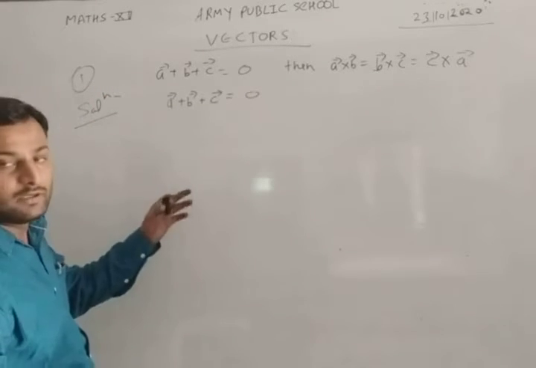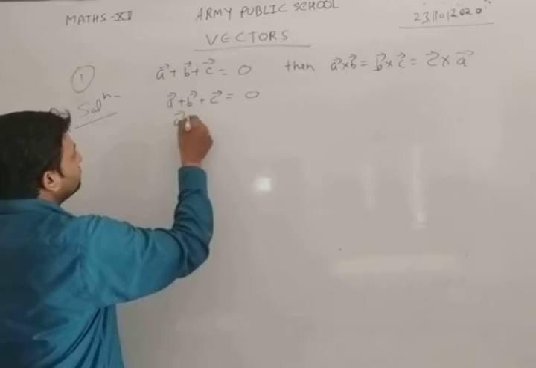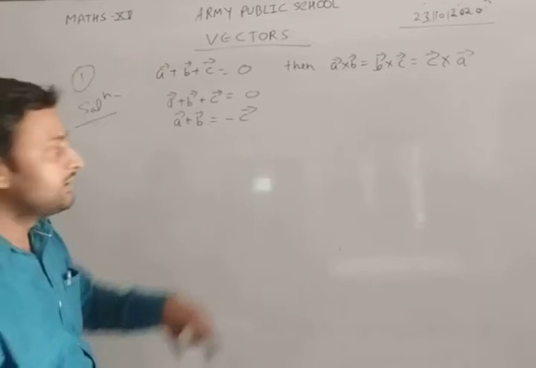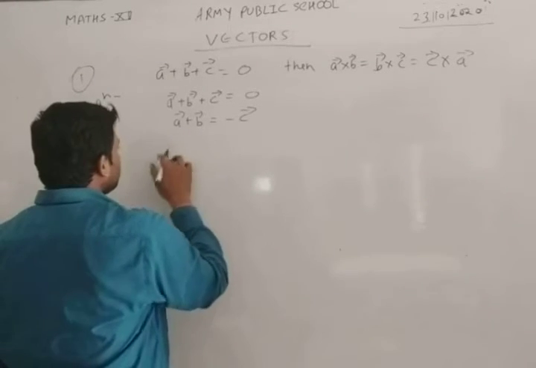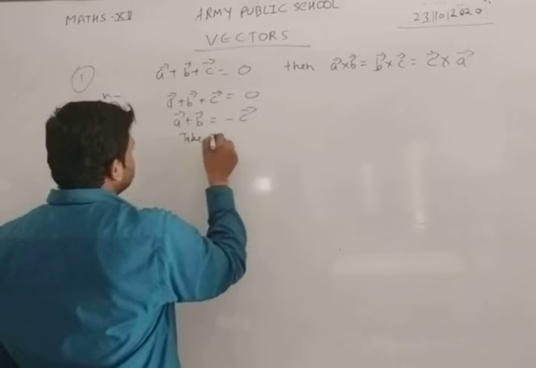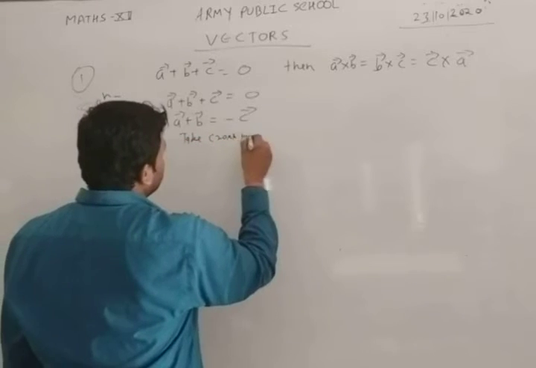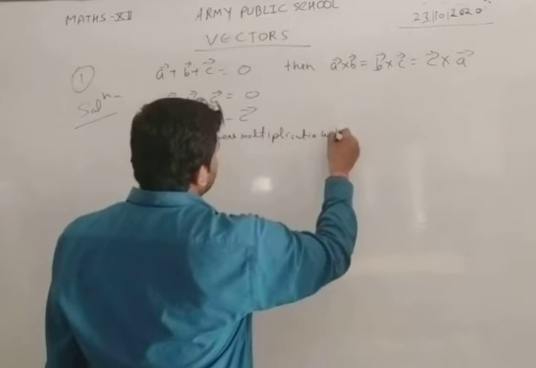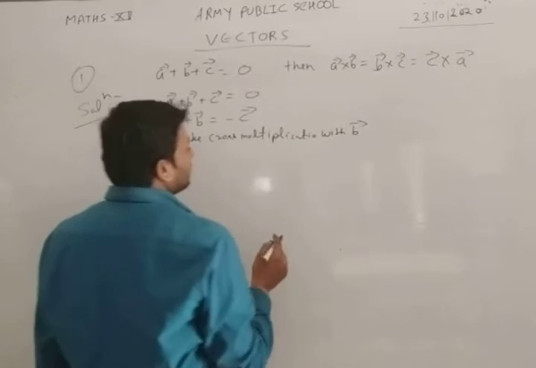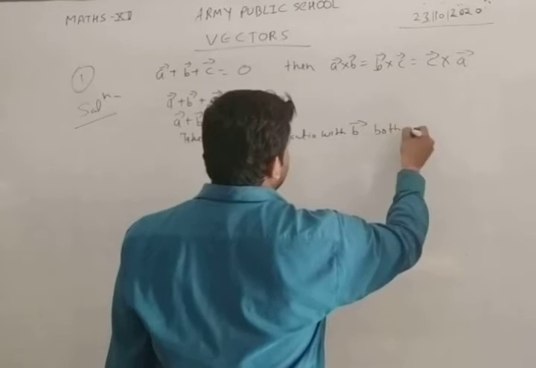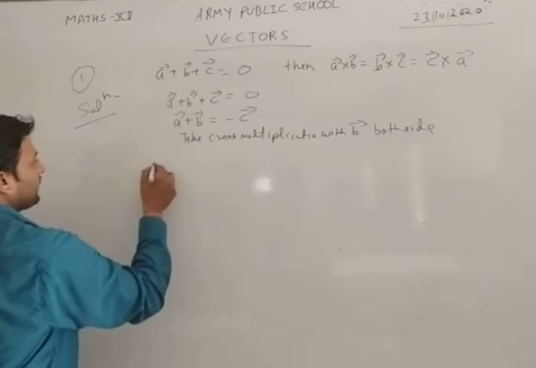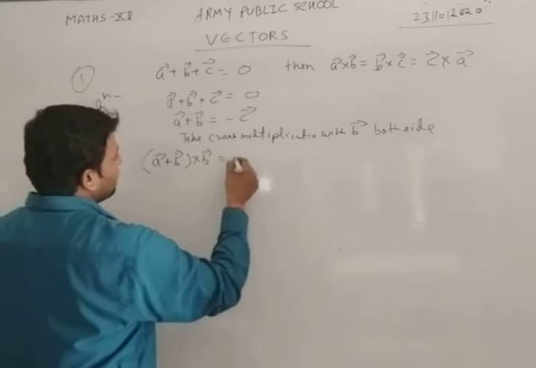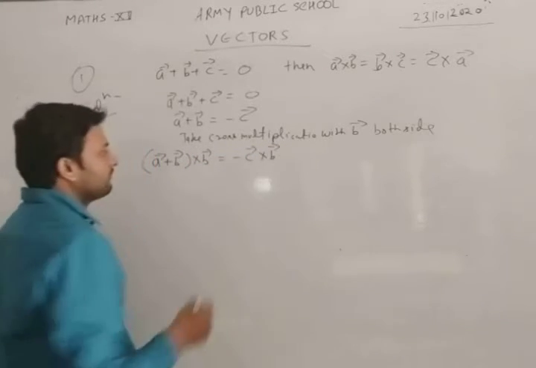What we will do first? We will send this, minus c, to the right hand side. Now take cross multiplication with vector b, both sides. What we get? a plus b cross multiplication b is equal to minus c cross multiplication b.